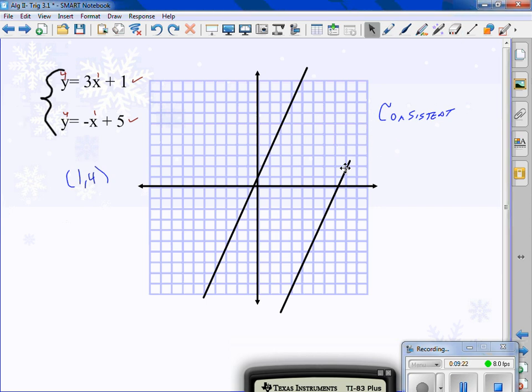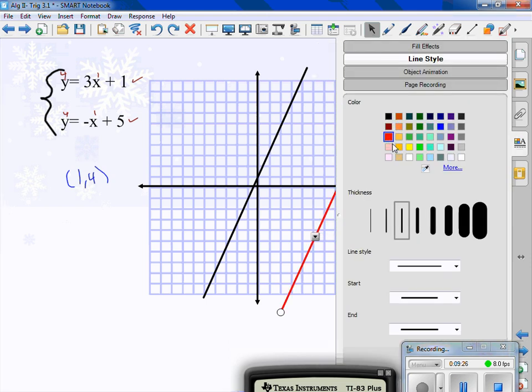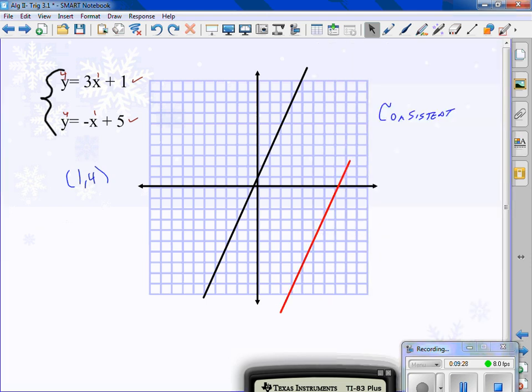Now, there's one other example. And it's hard to really show you the way it is. How about this? How about if they were like this? What do you notice about them? They're on top of one another. This is called consistent, but it's called consistent dependent.